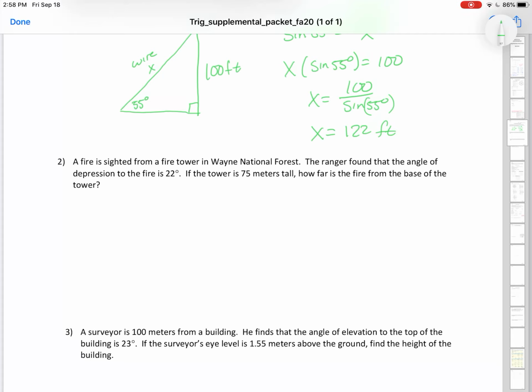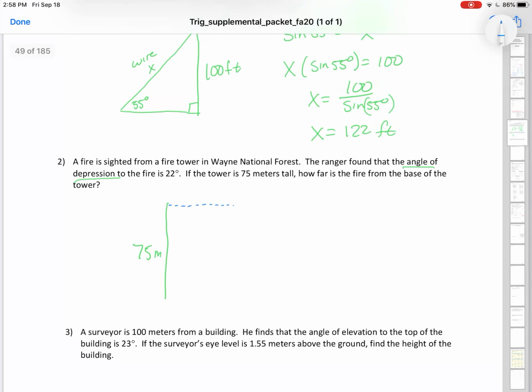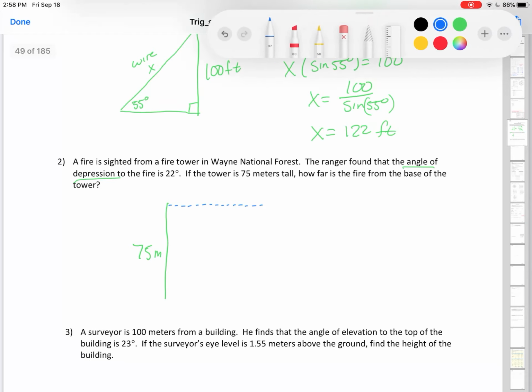No problem. So there's some things that you want to know and that are going to make a difference when we draw this picture. So first of all, we have this tower. That tower is 75 meters tall. So we got 75 meters in height right there. And it says something very specific, the angle of depression. So remember what the angle of depression is. Let me come in here with a different color. This blue line is a horizontal line. Angles of depression are always off of a horizontal line.